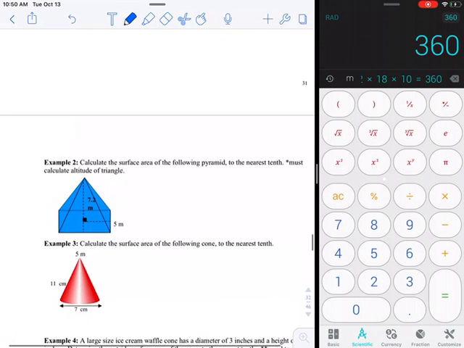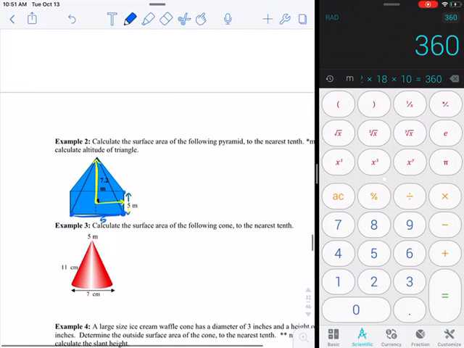Here's another example. Calculate the surface area of the following pyramid. So we've got to do a couple things. We know the vertical height is 7.2, and the distance from the center outwards, we need to figure that out. But we can figure that out using 5, which is the base value. So 5 goes from there to there, which means that 5 goes from there to there as well.